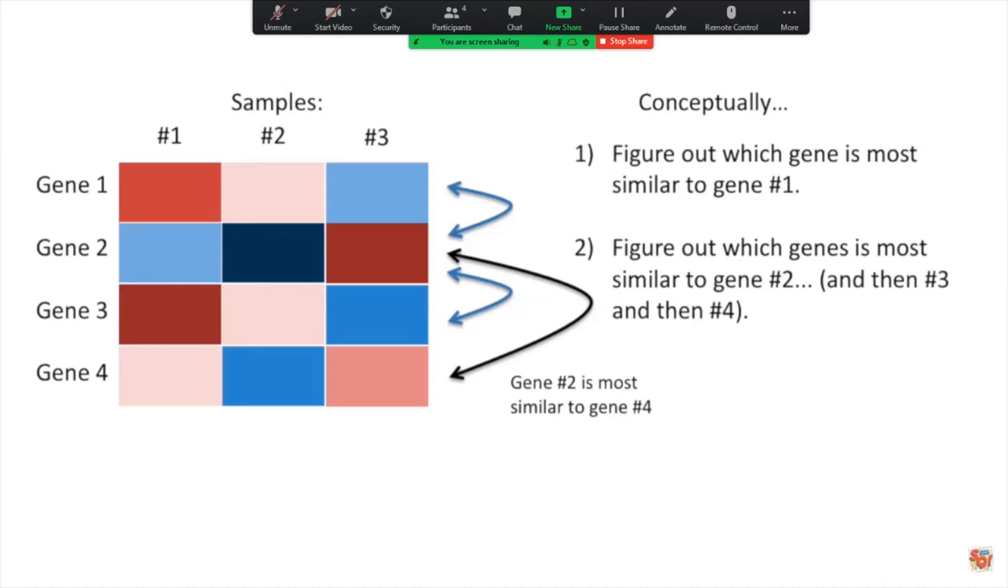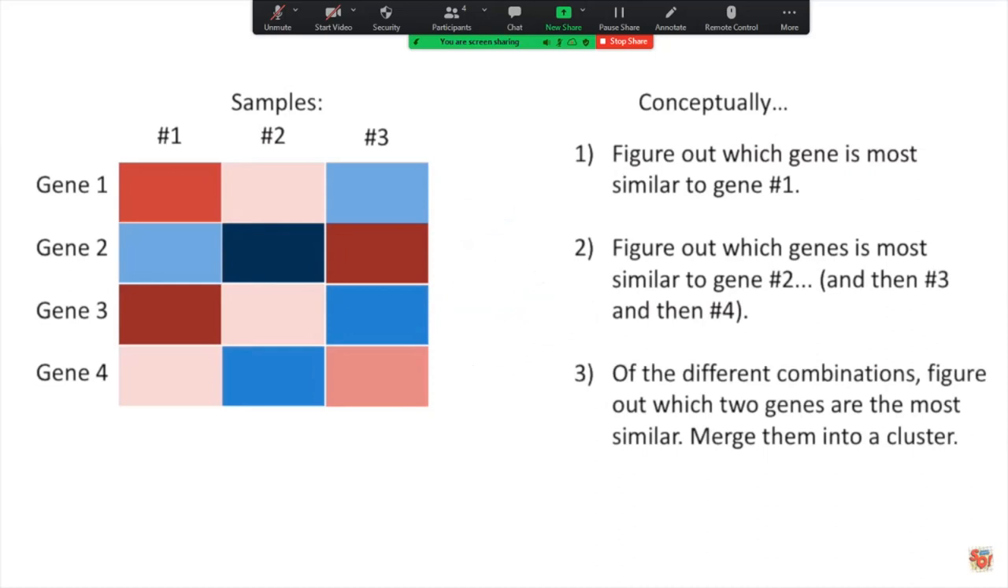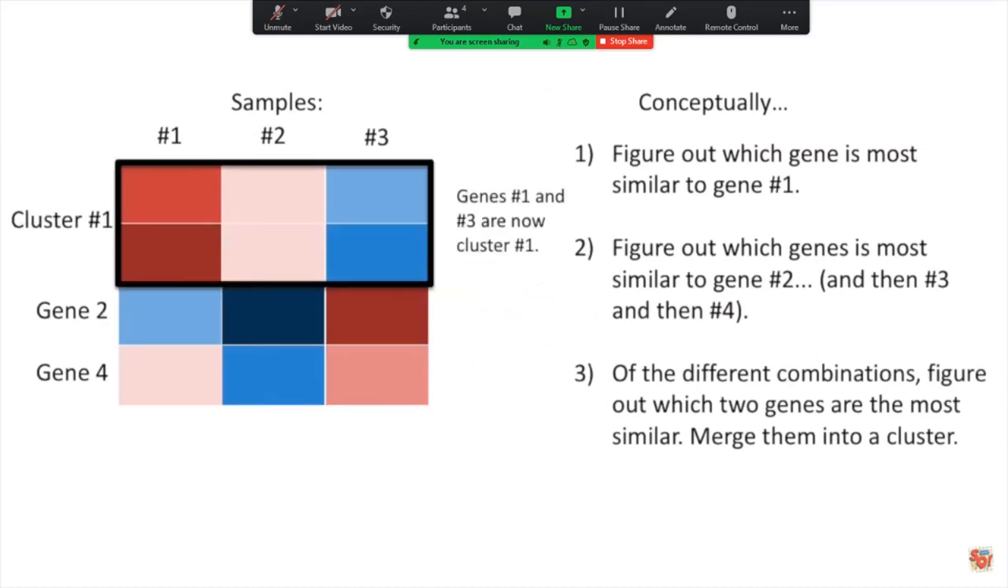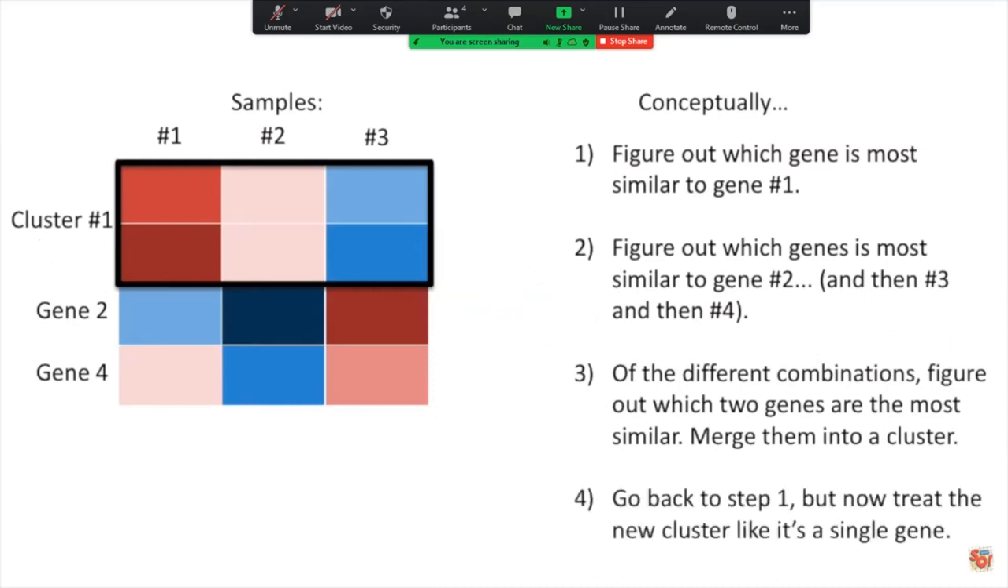And then we do the same thing for gene number 3 and then gene number 4. In step number 3, we look at the different combinations and figure out which two genes are the most similar. Once we've done that, we merge them into a cluster. In this case, genes number 1 and 3 are more similar than any other combination of genes. So genes 1 and 3 are now cluster number 1.